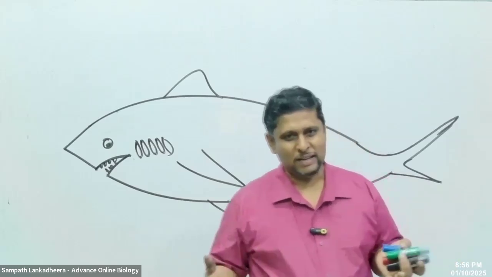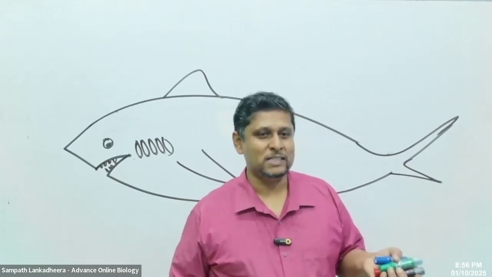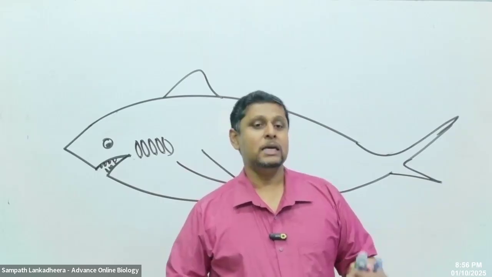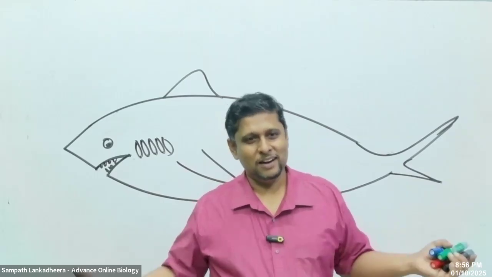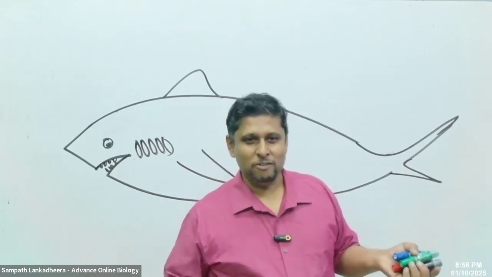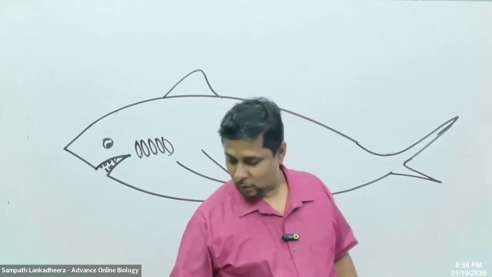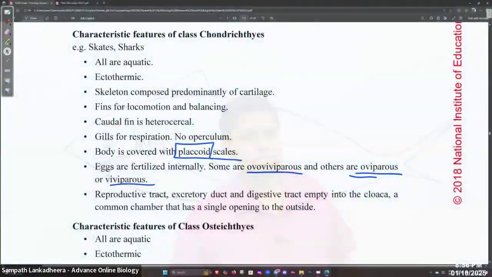Give birth to young ones. Oviparous, laying eggs. What is ovoviviparous? They produce eggs inside the body, but they don't lay them. Keep them inside. Then the young ones hatch. Young ones come out. Looks like viviparous, but not truly viviparous. What do you call that, people? Ovoviviparous.